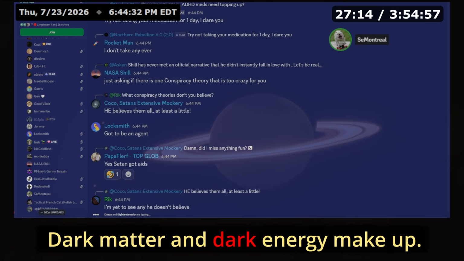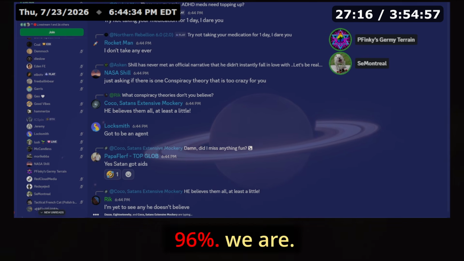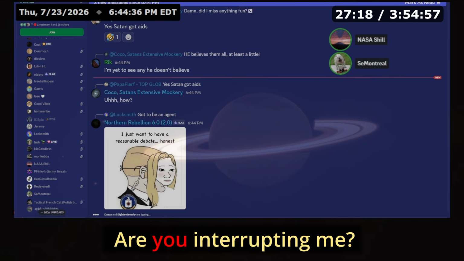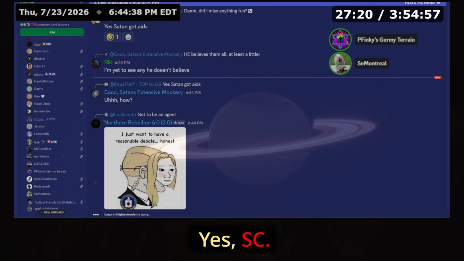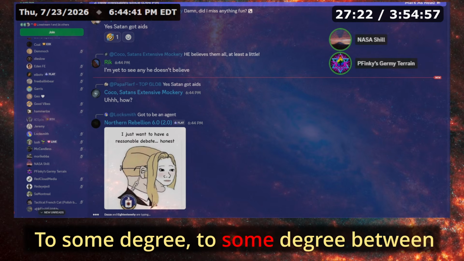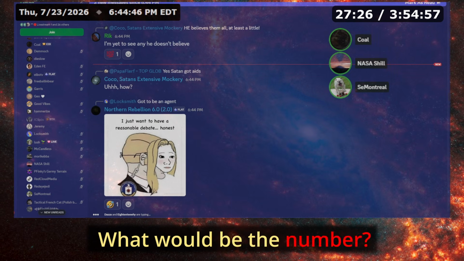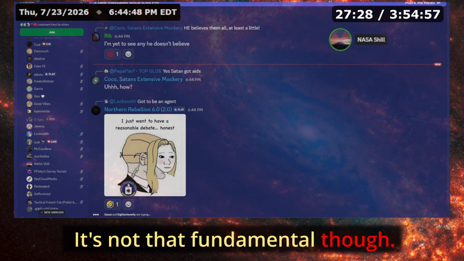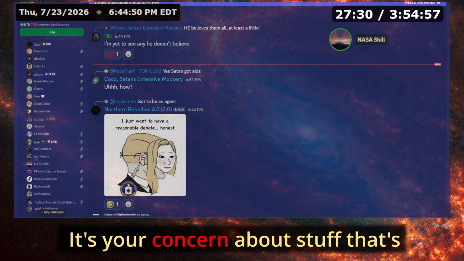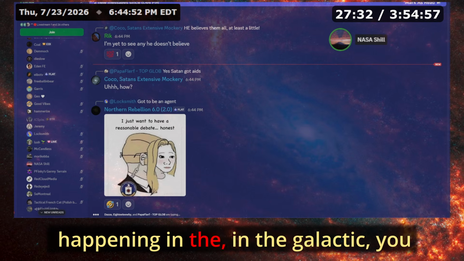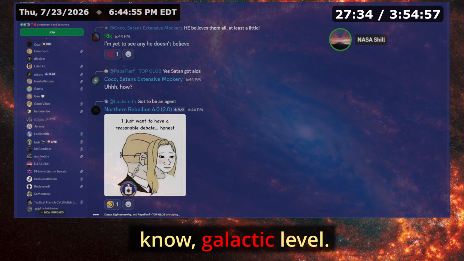Dark matter and dark energy make up 96%. Yes, we are. Are you interrupting me? We are questioning it. Yes, that's correct. To some degree, between 1 and 100, we are questioning it. What would be the number? It's not that fundamental, though. I mean, it's not that fundamental unless you're concerned about stuff that's happening on the galactic level.